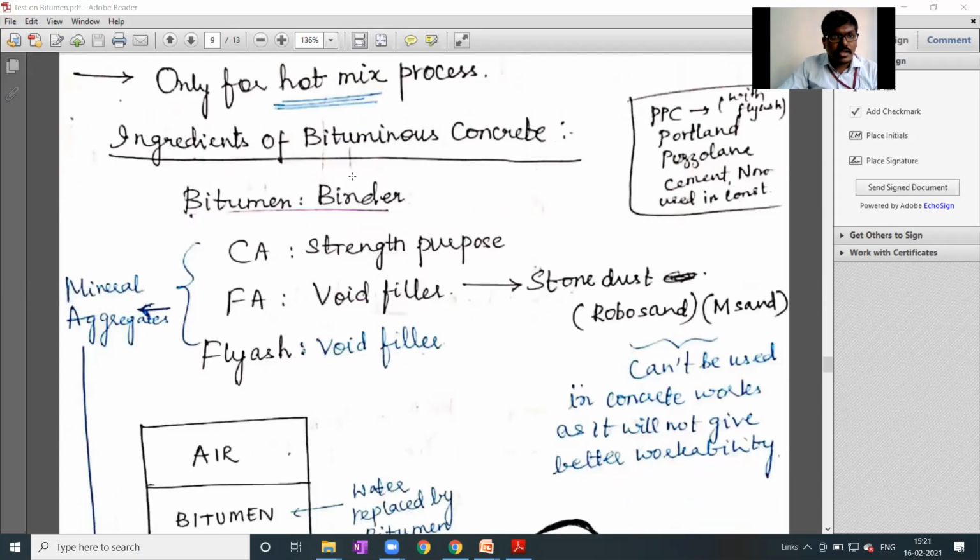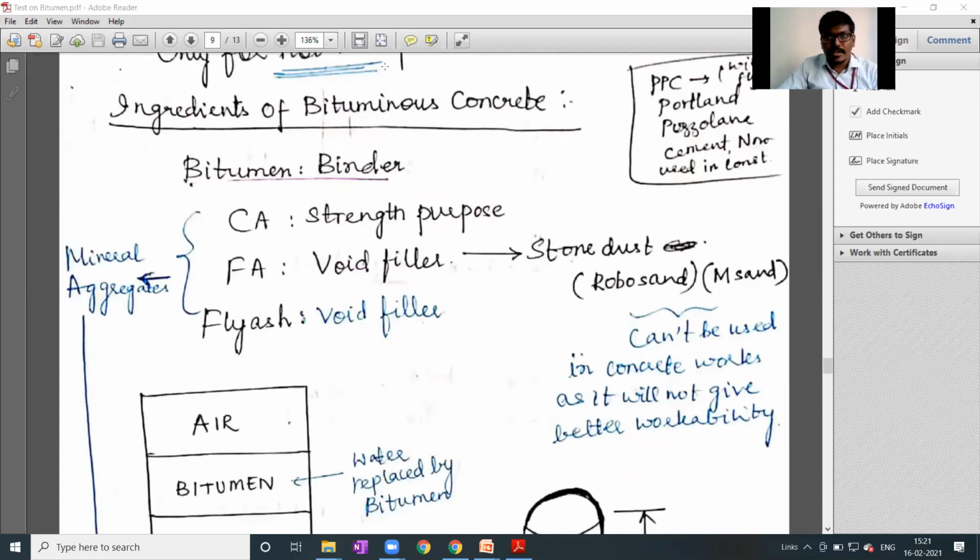Here you can see the ingredients of bituminous concrete. I hope you have heard that term; it is the top layer in the bituminous layers. Bitumen is the binder, whereas in cement concrete, cement acts as the binder. We also require mineral aggregates: coarse aggregates for strength, fine aggregates as filler, and fly ash also as a filler.